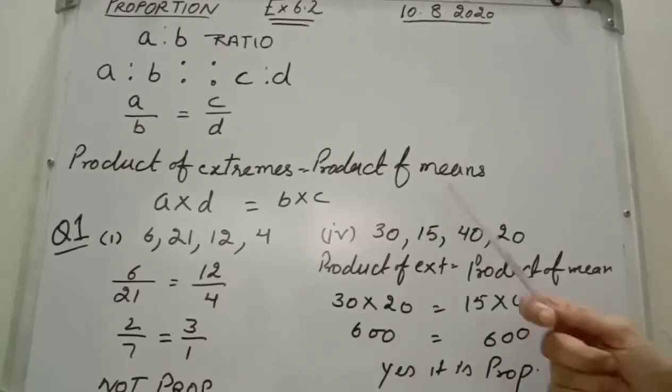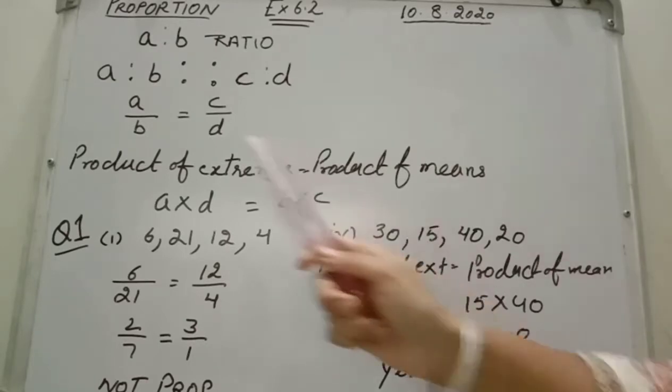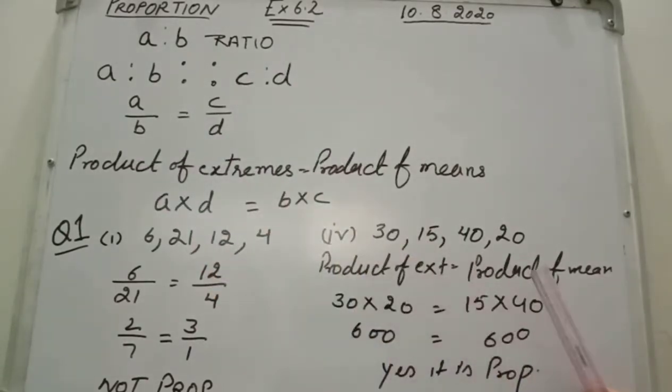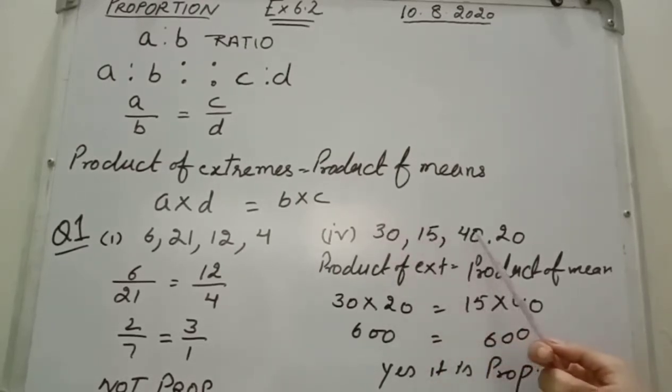The other method is this. I am doing question number 1, fourth part. You can use any method, okay? 30, 15 and 40, 20 are given to you. Here we can use this formula: product of extremes is equal to product of means. So the first is A, second is B, third is C and fourth is D. So we will use A into D is equal to B into C. Product of extremes means the last ones: 30 into 20. Product of means means the internal ones, inside, the middle ones: 15 into 40. So 600 is equal to 600. Both are equal. So yes, it is proportional.